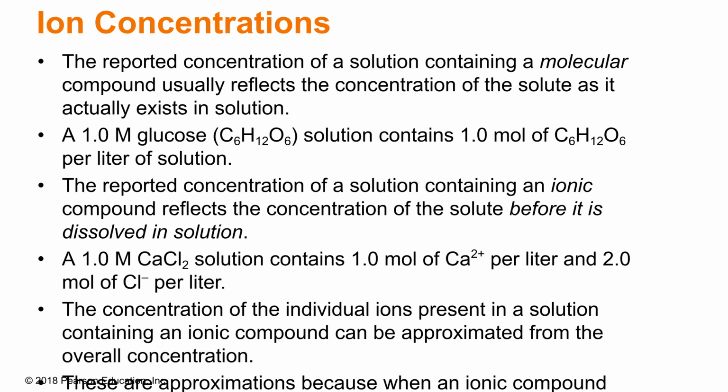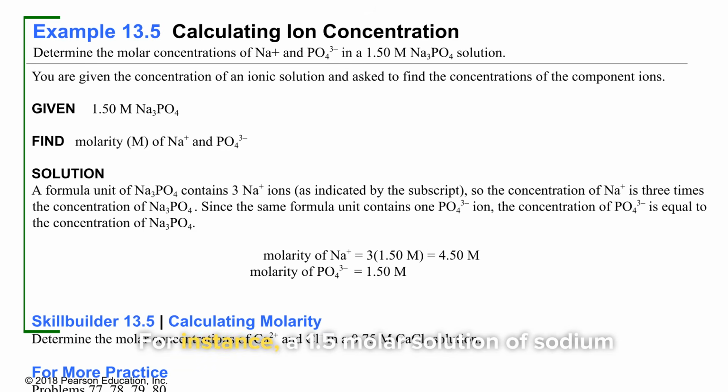When dealing with ionic compounds, the reported concentration represents the state before the compound dissolves. Once in solution, we consider the dissociation of ions. For instance, a 1.5 molar solution of sodium phosphate would result in higher concentrations for the sodium ions compared to the phosphate ions due to the stoichiometry of the compound.